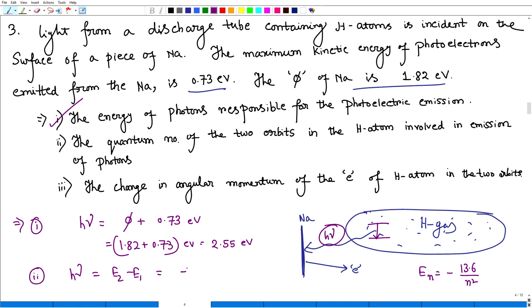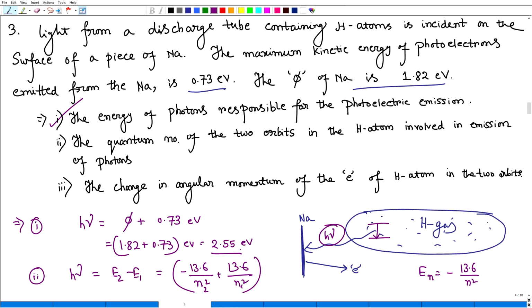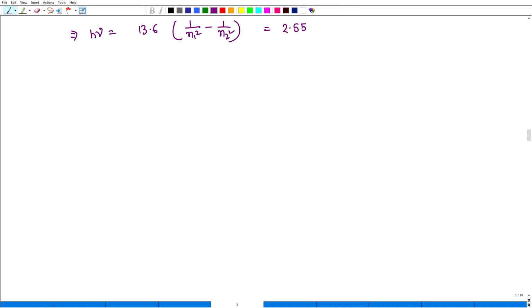So, it will be n2 square minus n1 square. So, this is the case. So, if you take common, then it will be h nu equals 13.6 times (1 by n1 square minus 1 by n2 square). Okay. So, now h nu is given. What was the h nu? We have calculated 2.55 electron volt. This is also in electron volt, there is no issue as such. So, now we have to find out the n1 and n2.